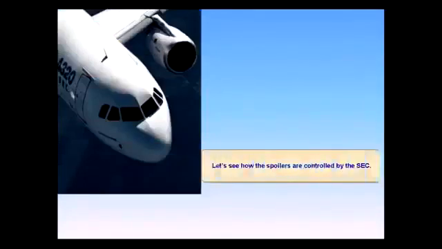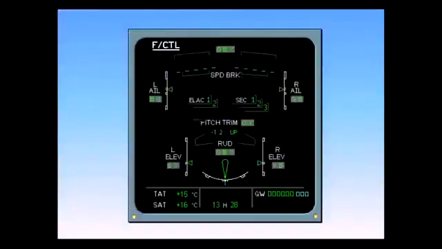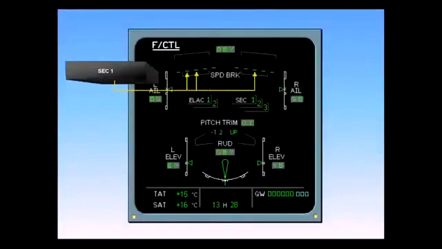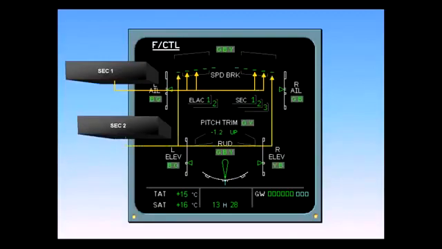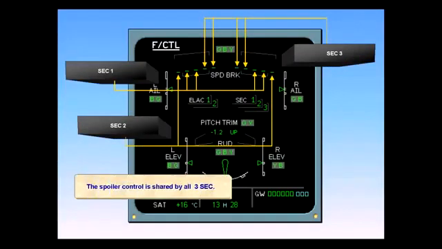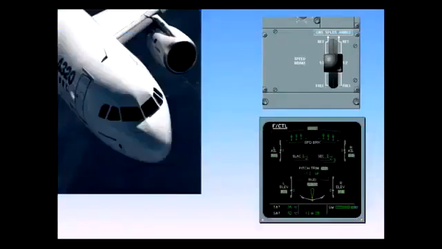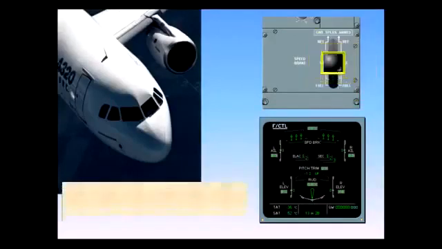Let's see how the spoilers are controlled by the SEC. The spoiler control is shared by all three SECs. We will now see a spoiler fault. Assume we are in descent, speed brake extended, and no previous fault has occurred. Retract the speed brake to activate the failure.